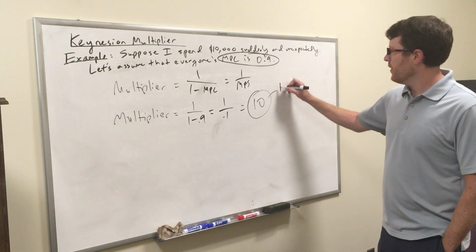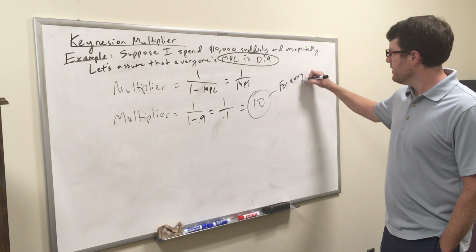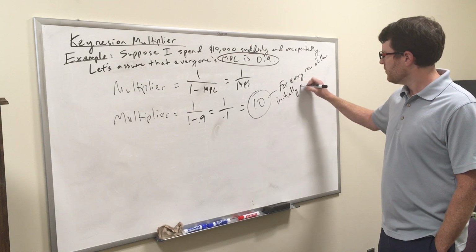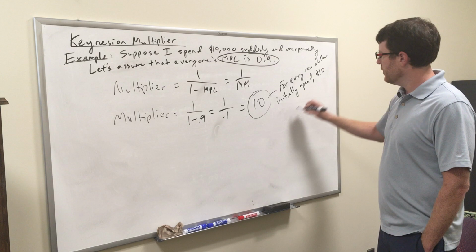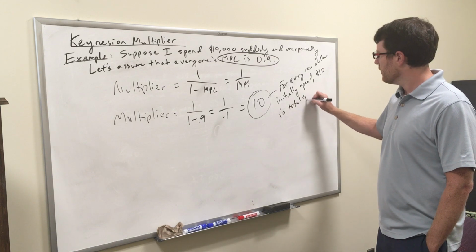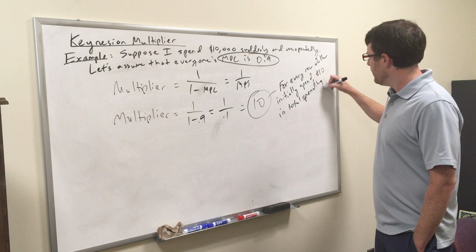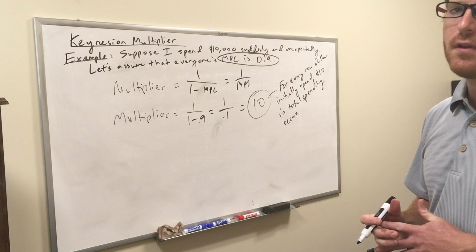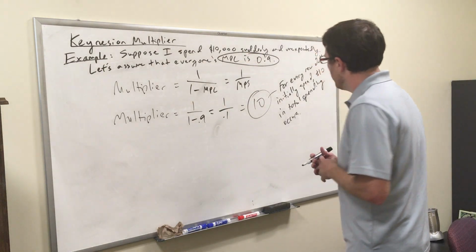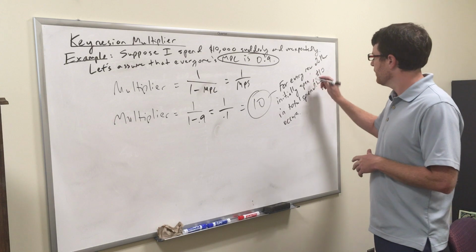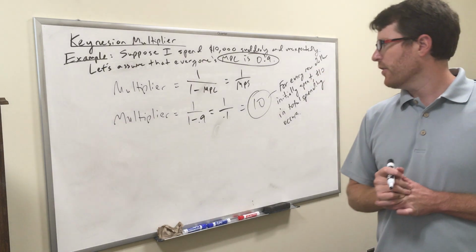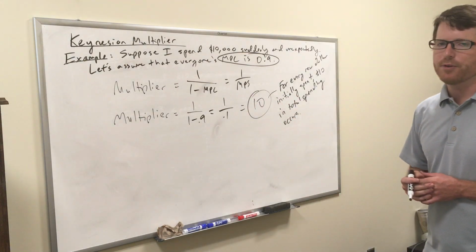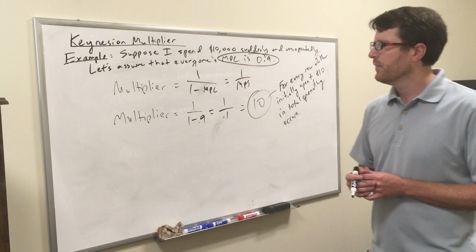And that 10 means that for every new dollar initially spent, $10 in total spending occurs. Because of all those extra transactions that happened after the initial transaction. So for every new dollar initially spent, $10 in total spending occurs. And the reason this number is 10 is based on this MPC. The MPC is going to play a really big role in determining how much total spending occurs.